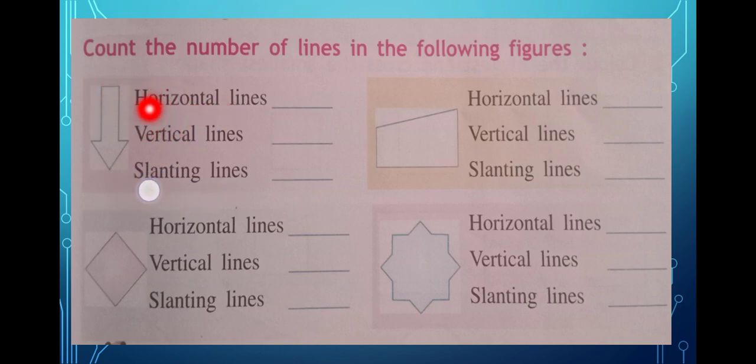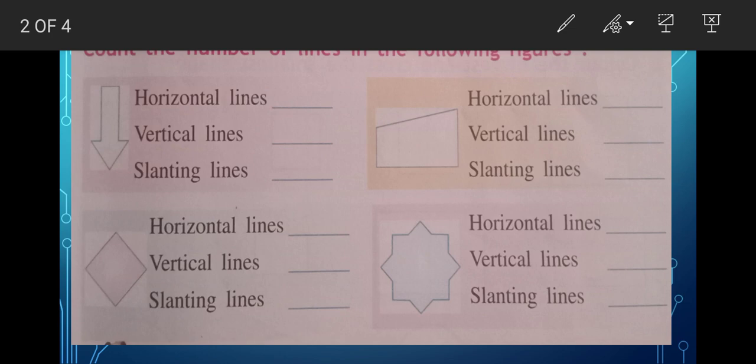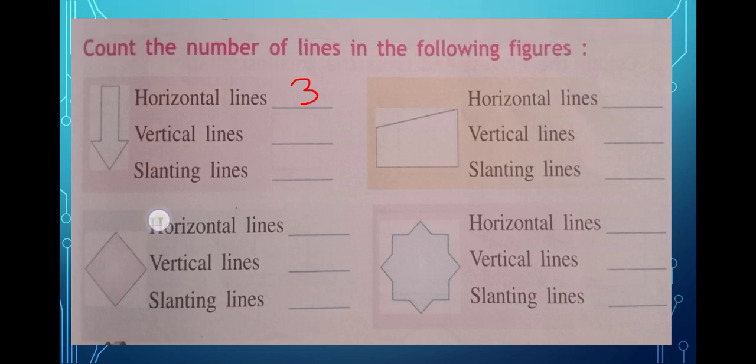Horizontal lines means this one, like this straight, isn't it? Do you remember? One more thing, horizontal lines are also called sleeping lines. Yesterday I told, do you remember? And vertical lines are also called standing lines. So how many horizontal lines are here? This is 1, this is another one, 2, and this side another one, 3. So how many horizontal lines are there, children? 3, right? Now we have to count the vertical lines.